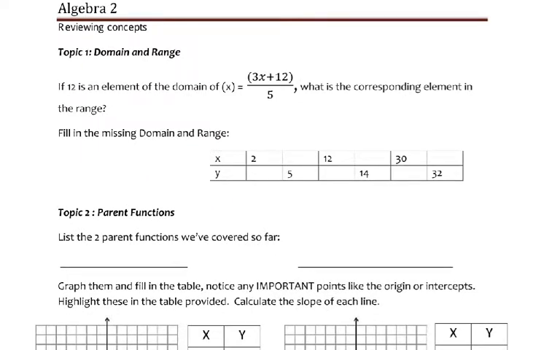So this is saying, if 12 is an element of the domain of f of x equals 3x plus 12 all over 5. So the first part it's saying, if 12 is an element of the domain, that is x, right? So if x equals 12.